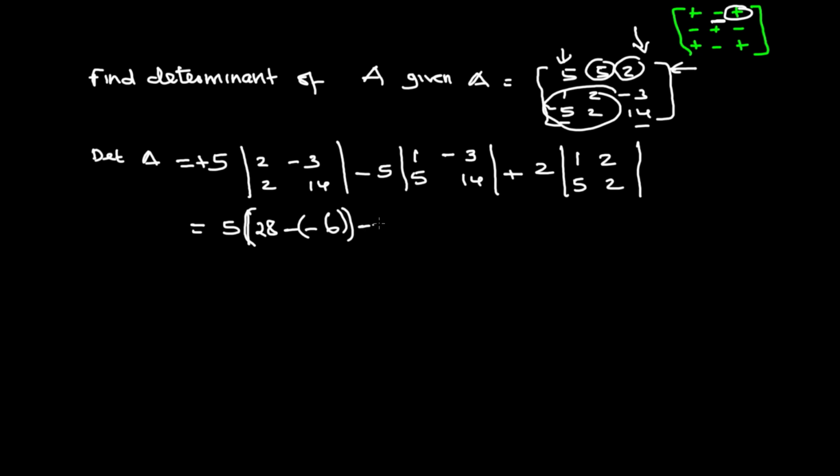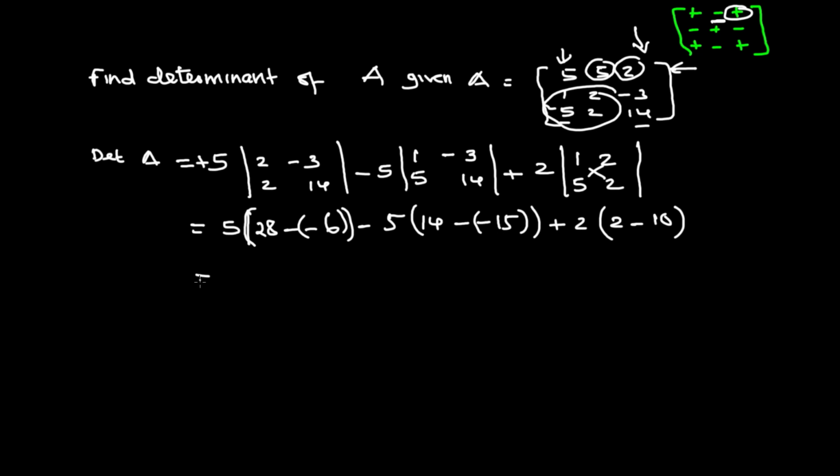Okay, then here we have minus 5. Then here we have 14 minus 15. Okay, then plus 2. Then here we have, remember we are crossing here, so this is 2 minus 2 minus 10.